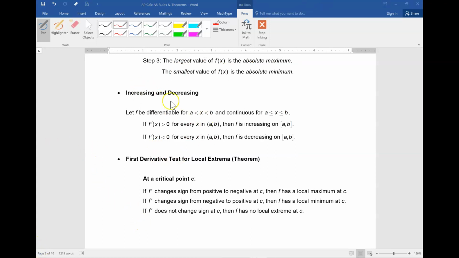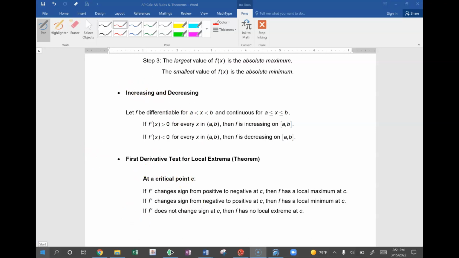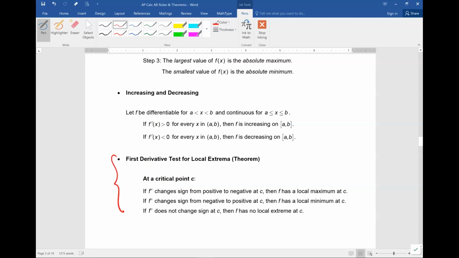So, increasing, decreasing functions, critical points. Okay, I'm going to talk more about this when I pass back the tests from Sunday.